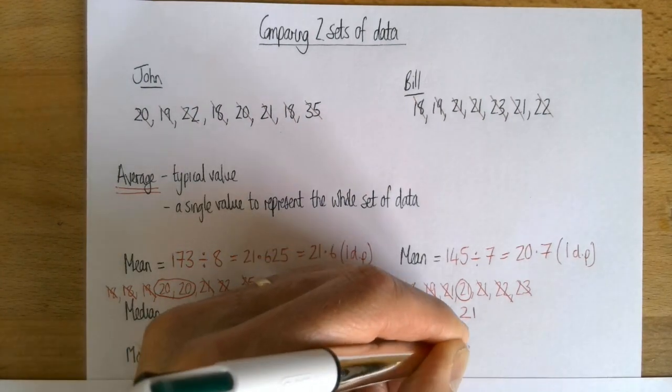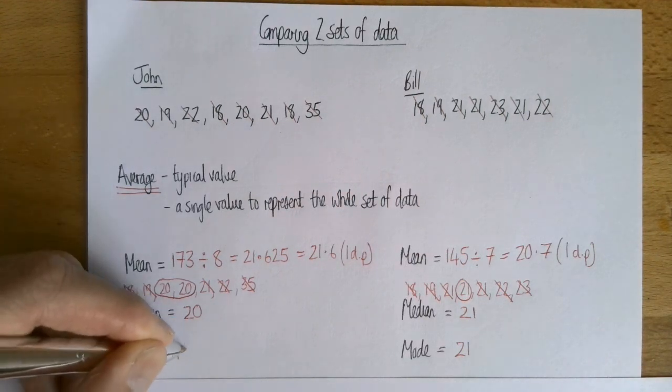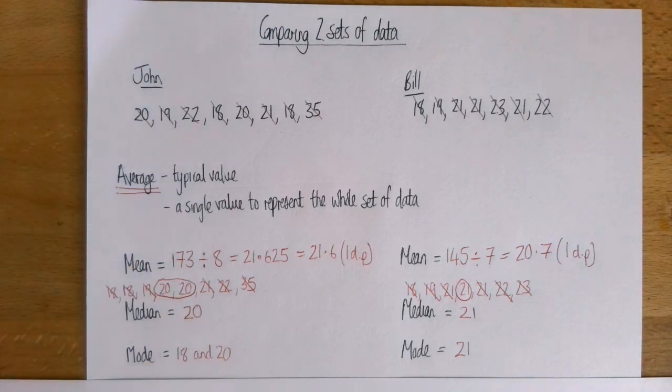21 seconds is the most popular. Bit of a problem with John because 18 and 20 are equally popular. Now, we deal with that in a number of ways. We could just say the mode is 18 and 20. A set of data with 2 modes is called bimodal. It's like biplane with 2 sets of wings, so bimodal, 2 modes.